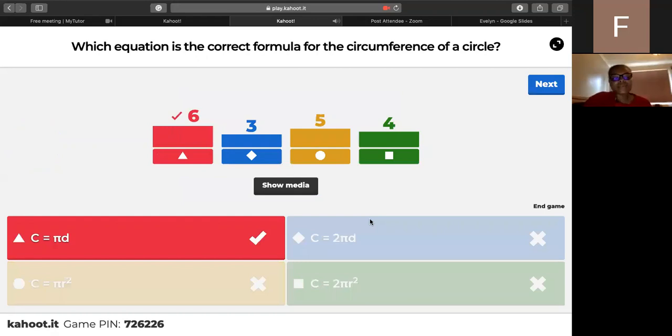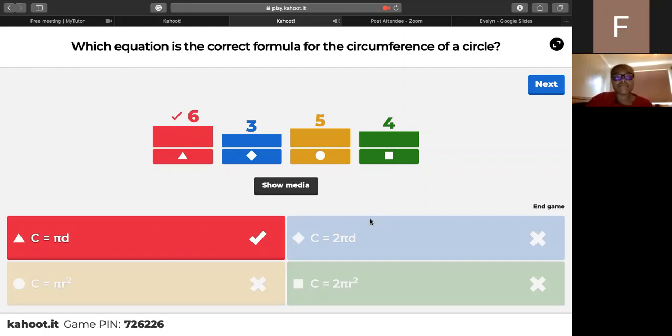So some of these ones might have tricked some of you. Remember, you can have two formulae for the circumference of a circle: either C equals 2 pi r or C equals pi times d, because remember your radius is half of your diameter. So some of you might have clicked 2 pi d. Remember that it's 2 pi r.